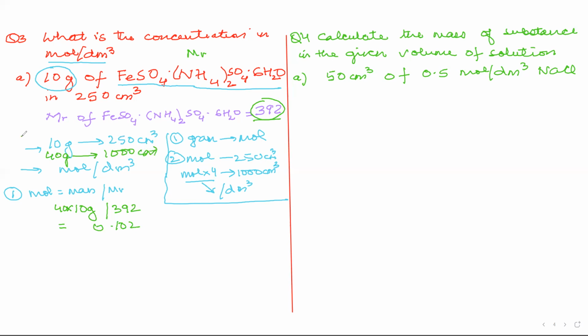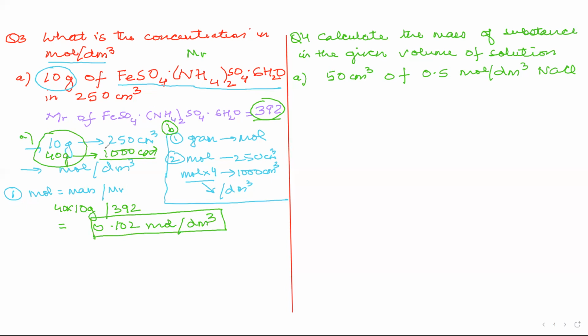Either you do it this way, or you do it this way. Either you convert grams into moles and multiply these moles by 4, or what I have done, I have multiplied the grams itself by 4 times, and that will actually be there in the 4,000 in 1000. So 40 into 10 divided by 392, I'm getting 0.102, and these are the moles which will be present in 1 dm cube of solution, and this is going to be my molar concentration.